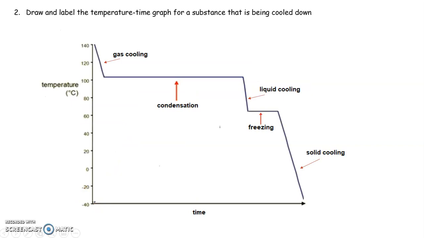So this is the same graph, but now it's cooling down, so it's going downwards. You'll notice that we start with the gas because it's a very hot starting temperature on the y-axis. The gas is cooling down, so its temperature is decreasing. It then begins to change state. It's condensing. It's going back to a liquid again. The liquid is beginning to cool down.